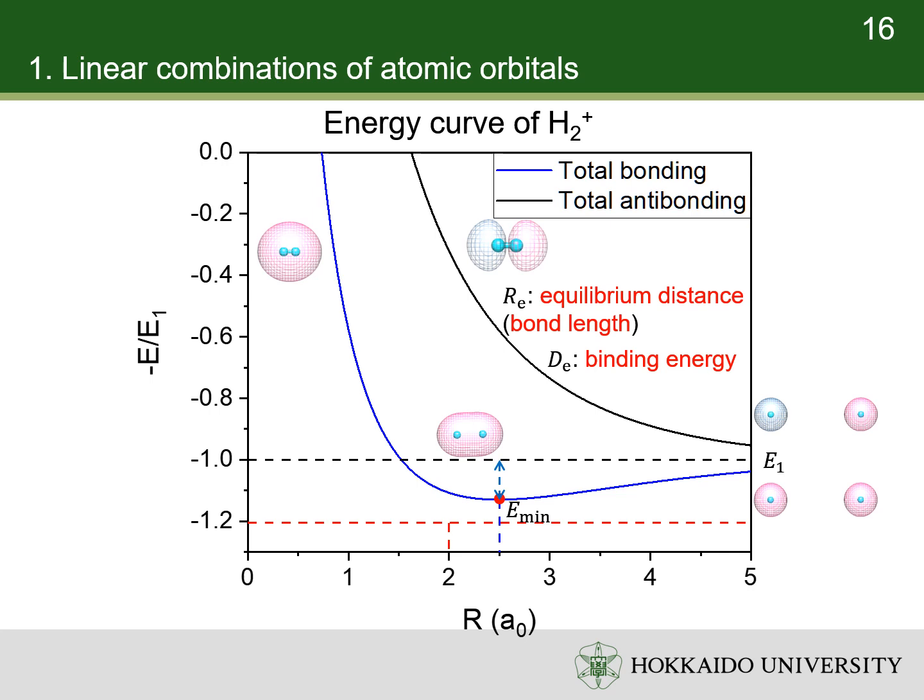According to LCAO, the ground state of dihydrogen cation has an equilibrium distance about 2.5 Bohr radius and a binding energy about 0.13 E1. However, experiments show the equilibrium distance of 1.44 Bohr radius and a binding energy of 0.2 E1. It suggests that LCAO is not very accurate. Nevertheless, it qualitatively explains the formation of chemical bonds.